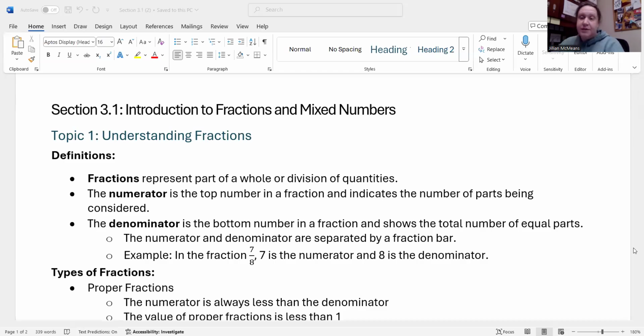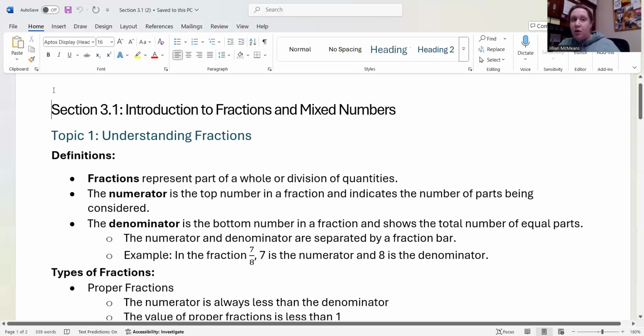Our next chapter in class is going to focus on fractions. So this first section is just an introduction to fractions and mixed numbers. And unfortunately for our first topic, we do have quite a few definitions. So these are things that you need to know and you need to understand. So let's get started.